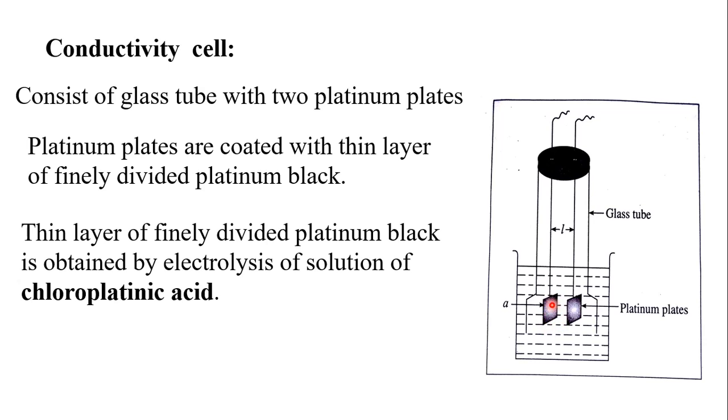Solution of chloroplatinic acid. Important point, note this down, because in a short answer question or in an MCQ, a question can be asked on this point, that is, name the solution from which the thin layer of finely divided platinum black is obtained. So it is obtained from chloroplatinic acid.